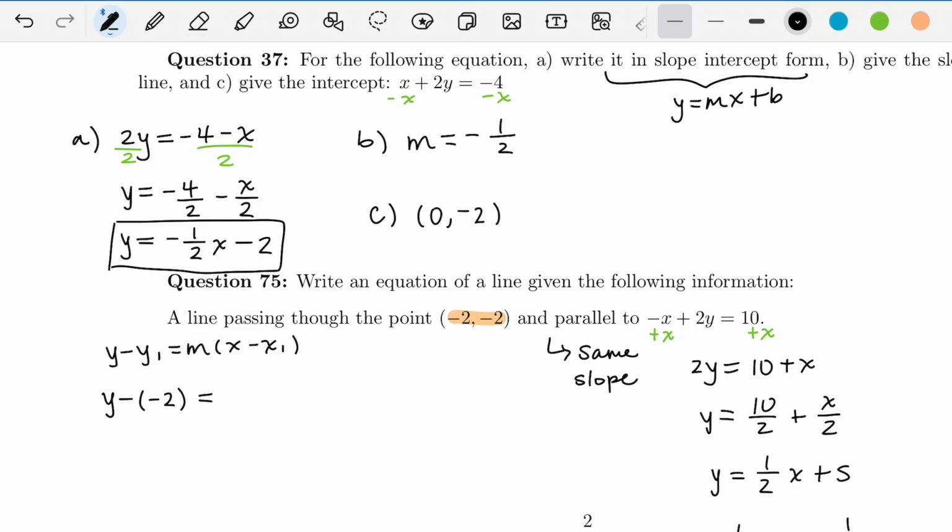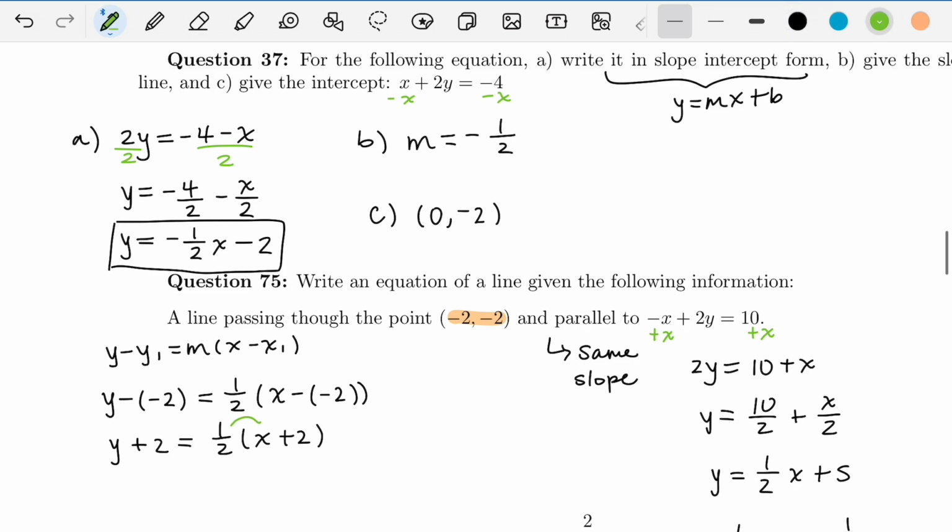Now we know our slope is going to be 1/2, and then we have x minus our x1 value. So we're also subtracting out a negative 2. So this minus a negative here gives us y plus 2. And similarly for this guy here, we get x plus 2.